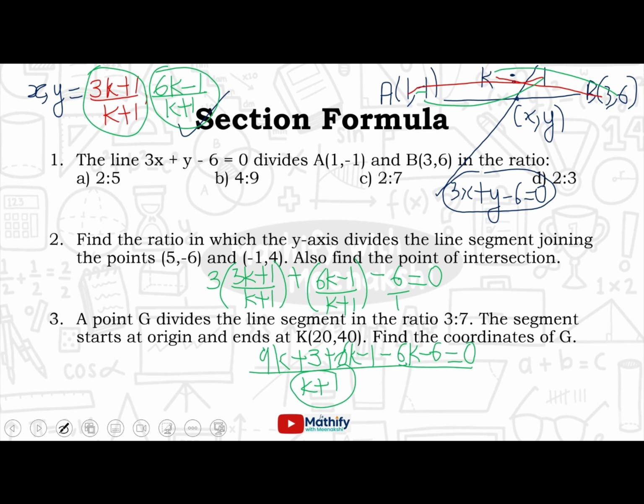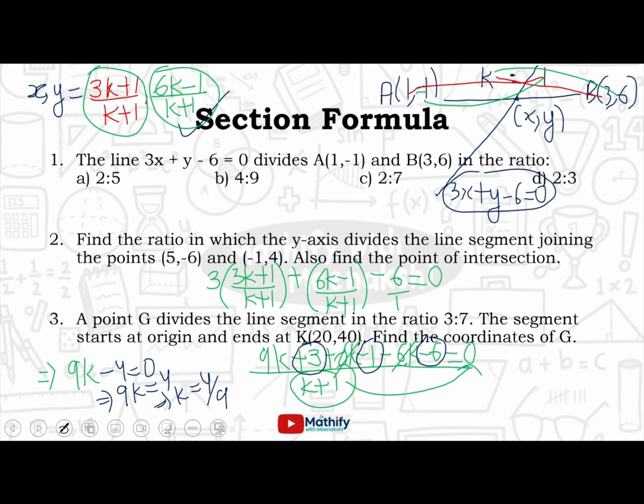Now when you will move this to that side, 0 into k plus 1, it becomes 0. So you have to just solve the numerator now. So your numerator is 6k, 6k you can cancel. So you're just left with 9k. And what about numbers? Just see carefully. Plus 3 minus 1, that is 3 minus 1, 2. 2 minus 6, that means minus 4 equal to 0. When you will move 4 to that side, it's 9k is 4, and here k is 4 by 9.